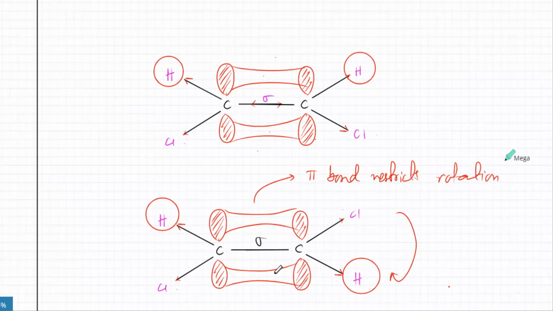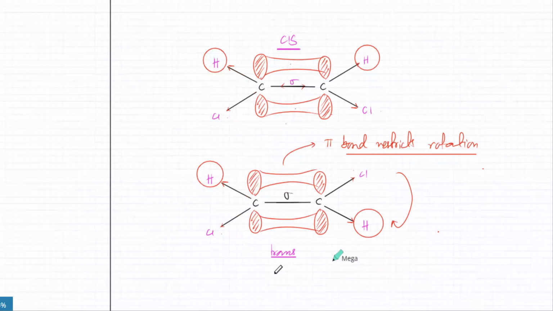So this is one of the key reasons they're going to ask you sometimes. They do ask you why cis and trans molecules are formed. So cis ones are the ones where the H or the same type of groups are pointing in the same direction. So that's your cis. And trans molecules are those where the same type of groups are pointing in opposite directions. So one of them is cis and the other one is trans.